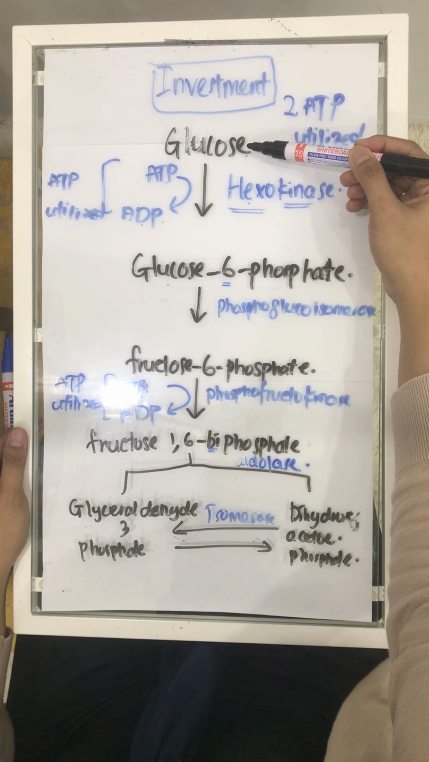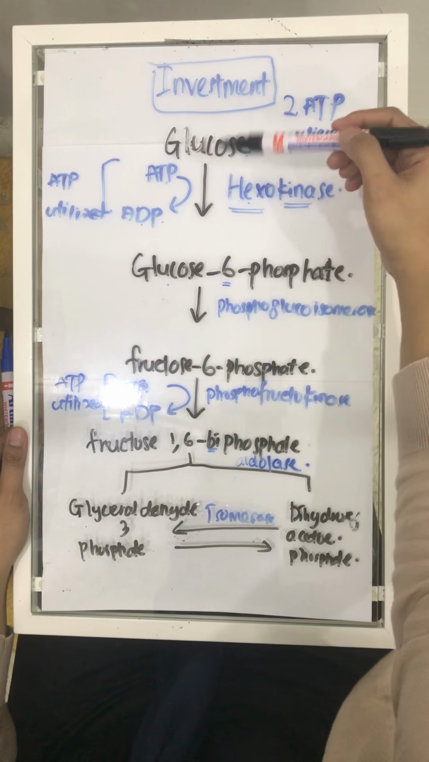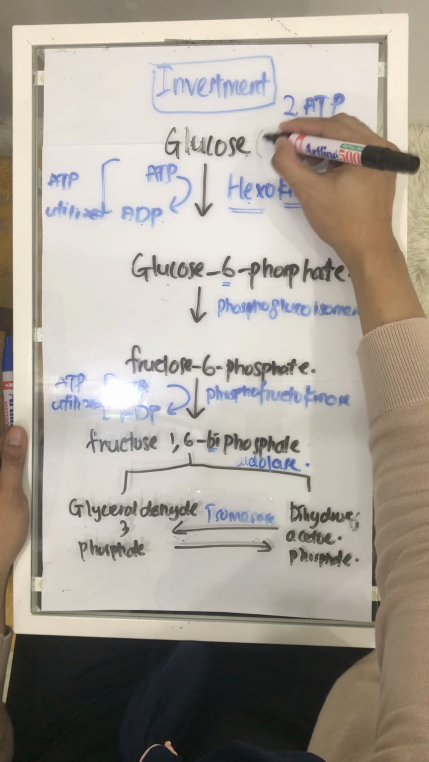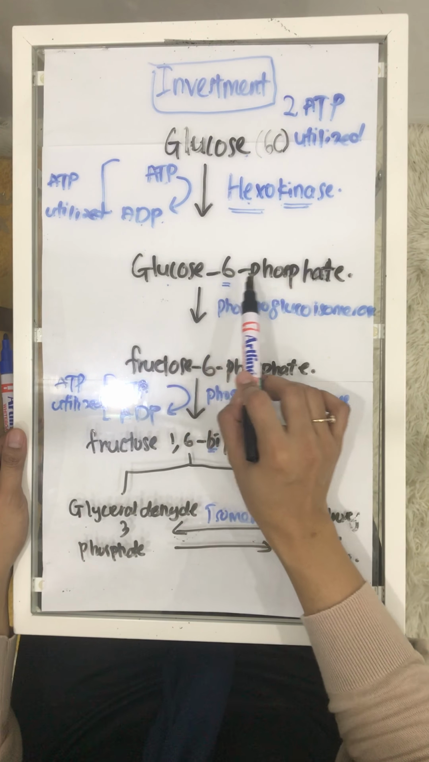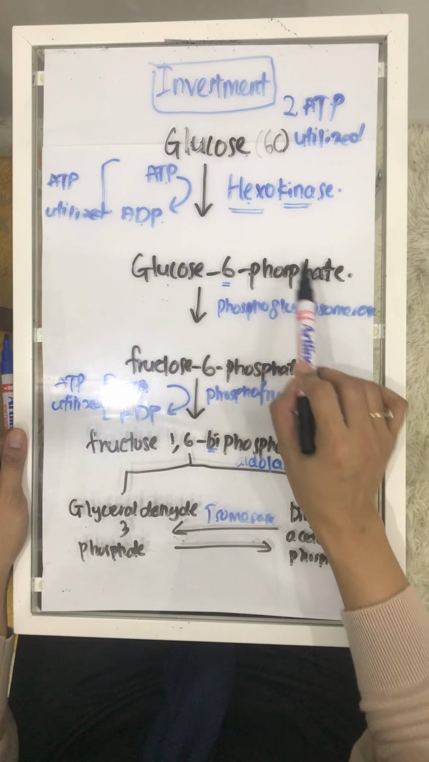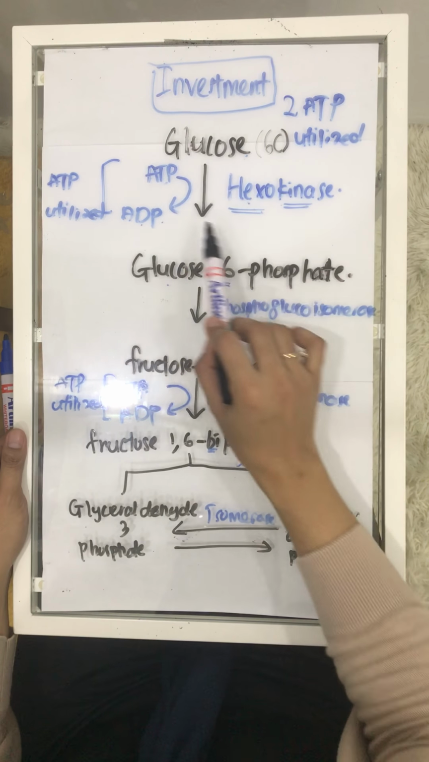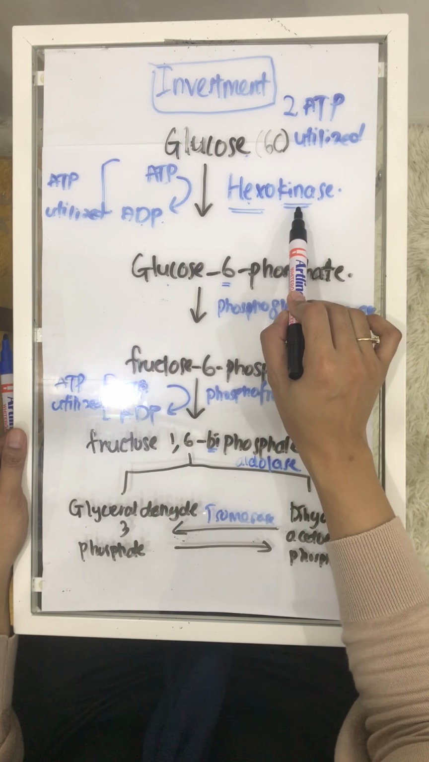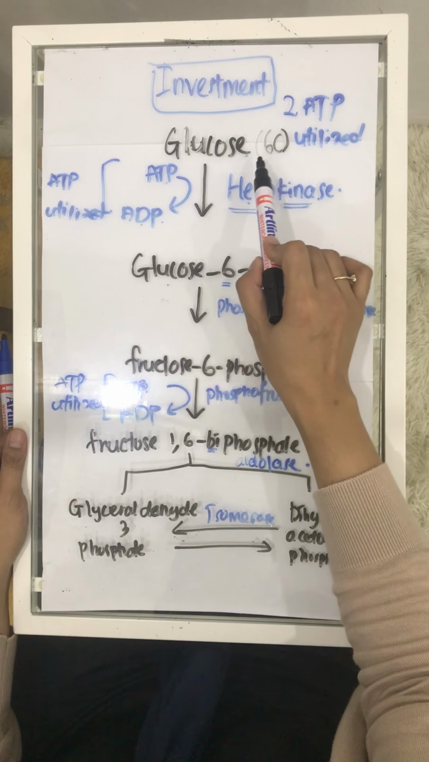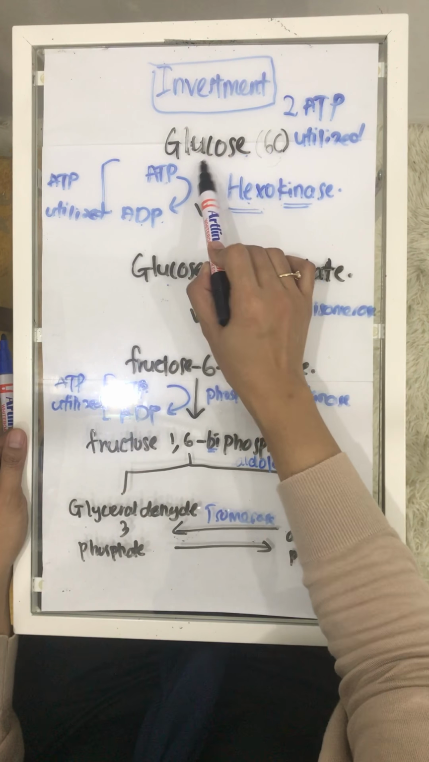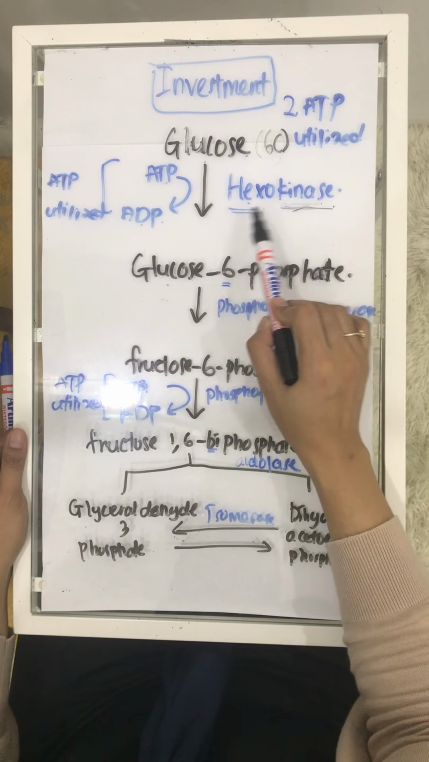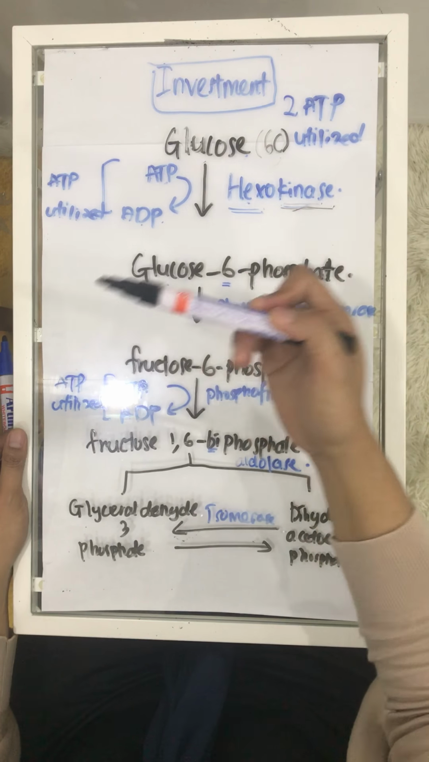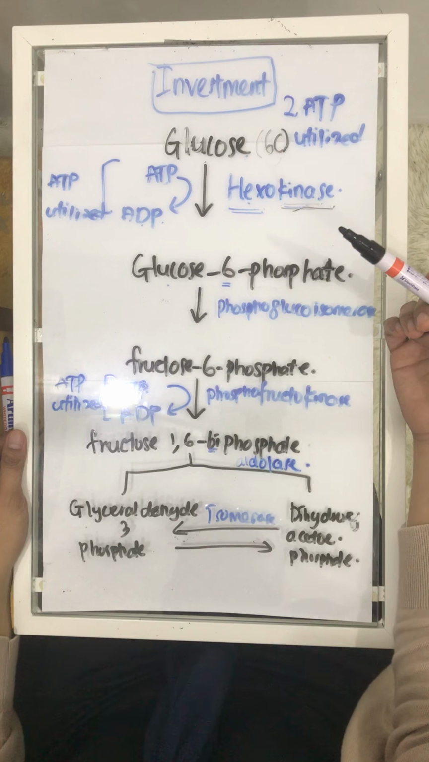Glucose, a 6 carbon compound, is converted into glucose 6 phosphate. The enzyme involved in this reaction is hexokinase. Hexo refers to the 6 carbon compound of glucose, and kinase refers to the phosphorylation process. Phosphorylation is the process where a phosphate is being transferred.